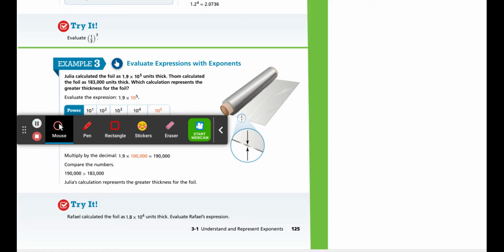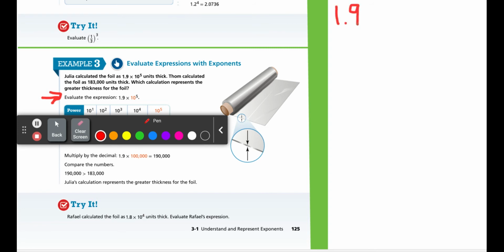Okay, so now let's look at example 3. Example 3 says that we're going to evaluate expressions with exponents. Julia calculated the foil as 1 9/10 times 10 to the 5th power units thick. Thumb calculated the foil as 183,000 units thick. Which calculation represents the greater thickness for the foil? So they give us a hint here. We have to evaluate the expression 1 9/10 times 10 to the 5th power.